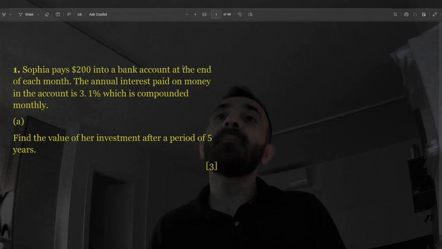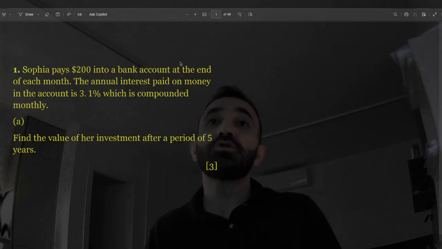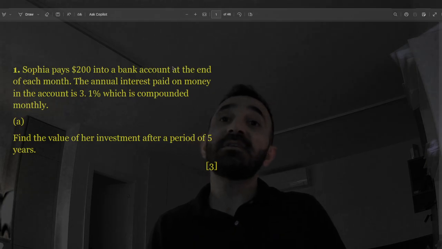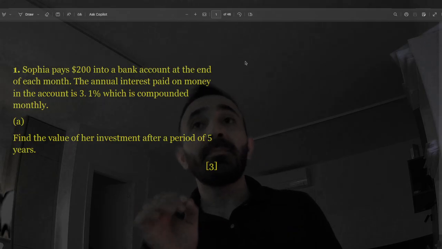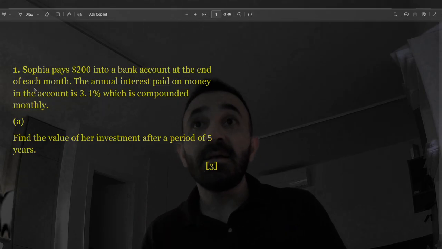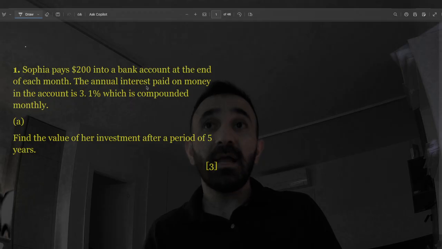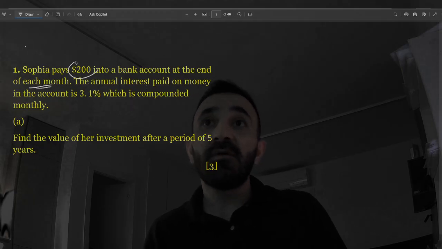Okay, so Sophia pays $200 into a bank account at the end of each month. The annual interest paid on money in the account is 3.1%, which is compounded monthly. Find the value of her investment after a period of 5 years. Anytime you have a regular payment, monthly payment each month, you have to use the finance solver.